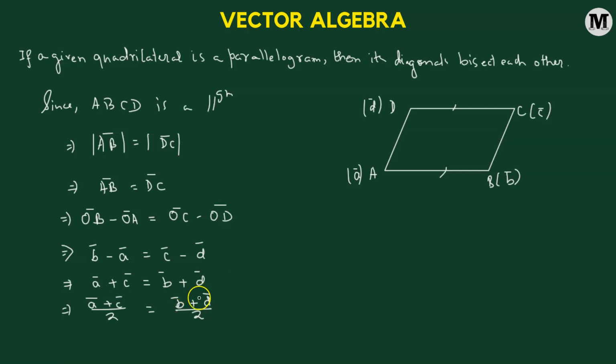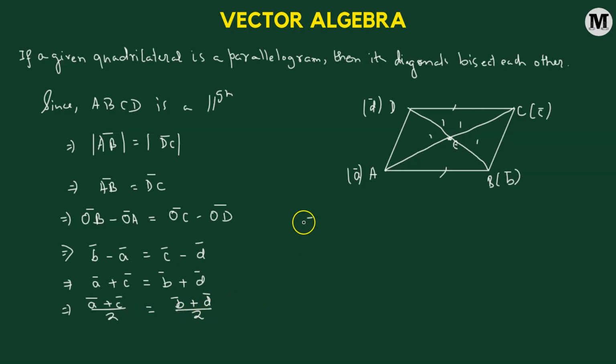That equals B vector plus D vector, whole divided by 2. The reason why we're making A plus C over 2 equal to B plus D over 2 is because A plus C over 2 is nothing but the position vector of the point E, which is going to divide AC in the ratio 1:1. The position vector of point E is A vector plus C vector over 2. And we have this equal to B vector plus D vector over 2. So that means if we join the diagonal BD, then E divides BD in the ratio 1:1. So here the position vector of E is given by B vector plus D vector divided by 2.